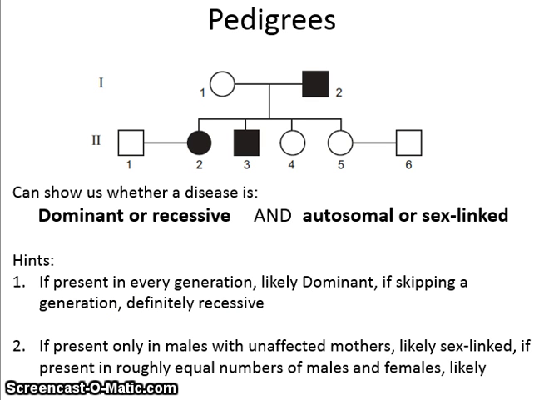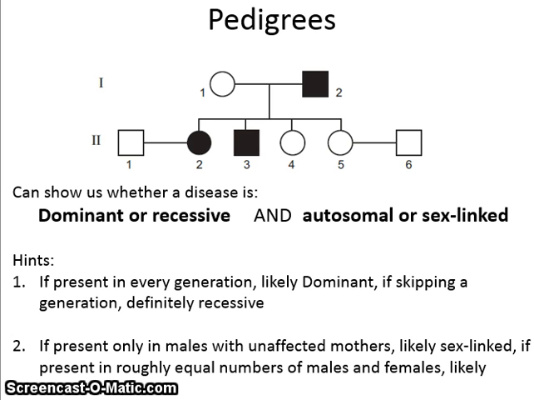So, just briefly going to mention a couple of pedigrees here. Pedigrees are important for a couple of reasons. They can show us two different things. First of all, they can show us whether a disease is dominant or whether it's recessive, and they can show us whether it is autosomal or sex-linked. A couple of hints in trying to work that out.